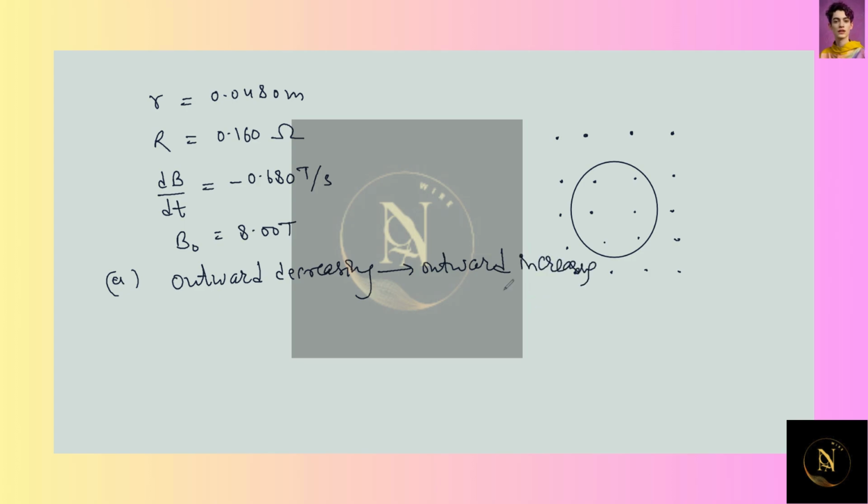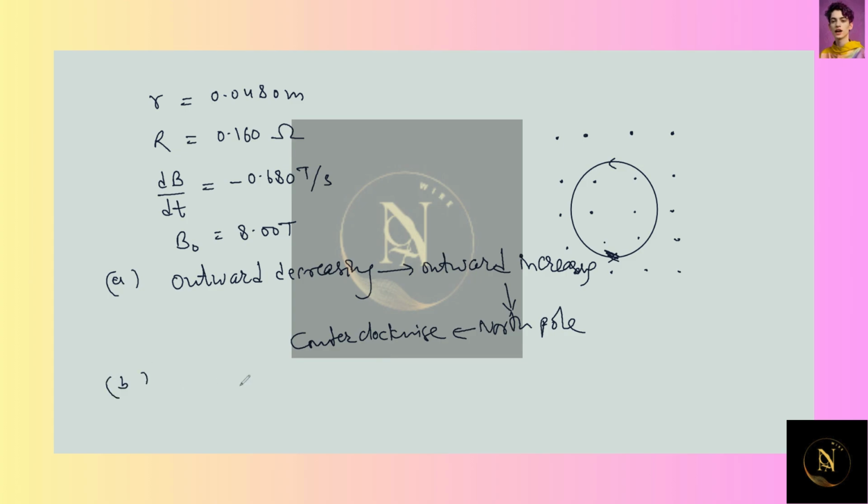As the induced magnetic flux is outward increasing, this face, the upper face of the coil, should start behaving like north pole, or we can say the direction of current induced in this should be counterclockwise. Here this is the direction of the current induced, which is counterclockwise, and this is the answer for the first part of the problem.